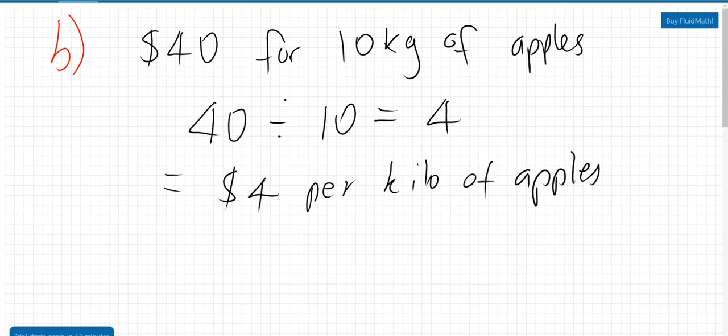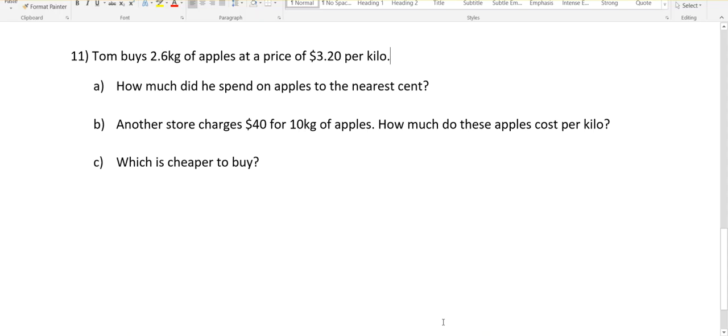So to answer our final question, see which is cheaper to buy. Well, the first store is cheaper to buy. 2.6 kilos of apples at a price of $3.20 per kilo is cheaper than $4 per kilo.